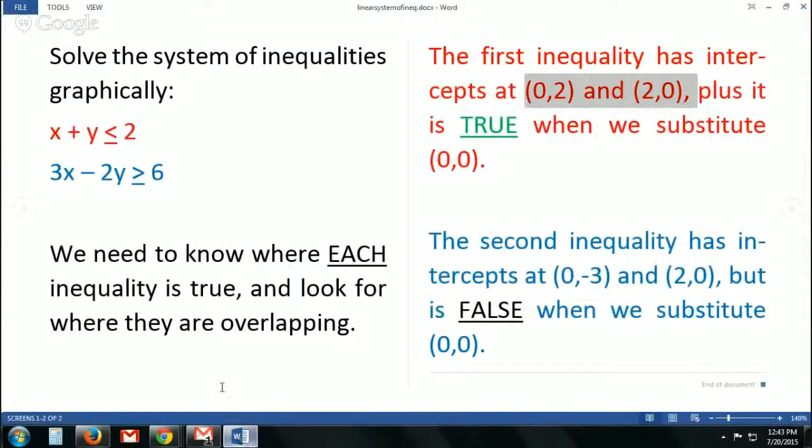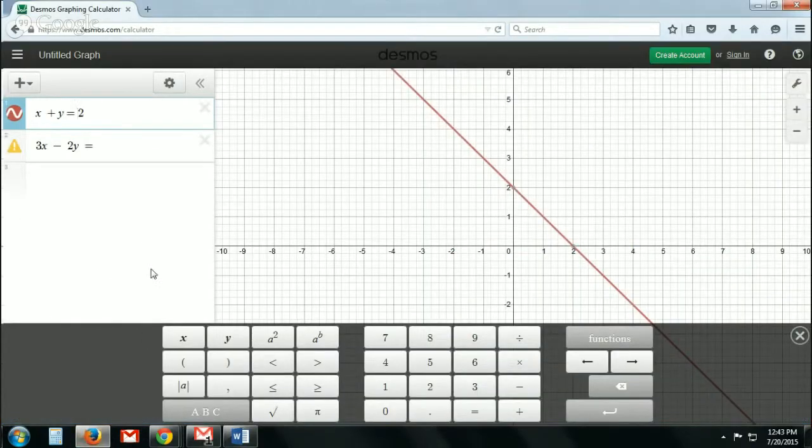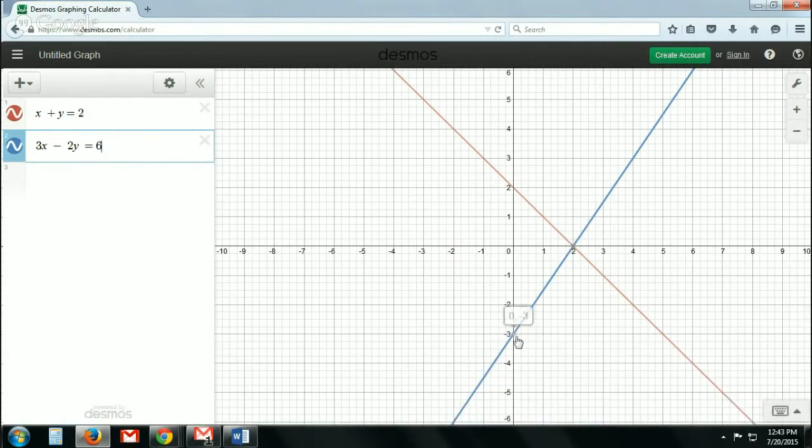Now, let's go back and look at the second inequality. If we put 0 in for x and pretend that this says equals, we would get a y-intercept 0, negative 3. If we put 0 in for y and pretend that it says equals, we would have an x-intercept of 2, 0. So now on our Cartesian plane, let's graph that as if it were just a line and it just said equals. When I put 6 in for our constant value, you can see an x-intercept here at 2 and a y-intercept down at negative 3.